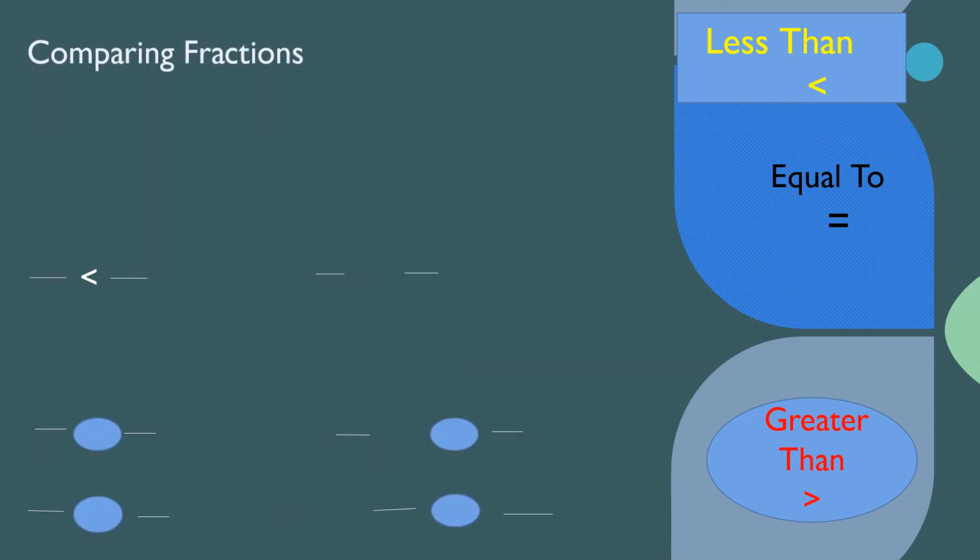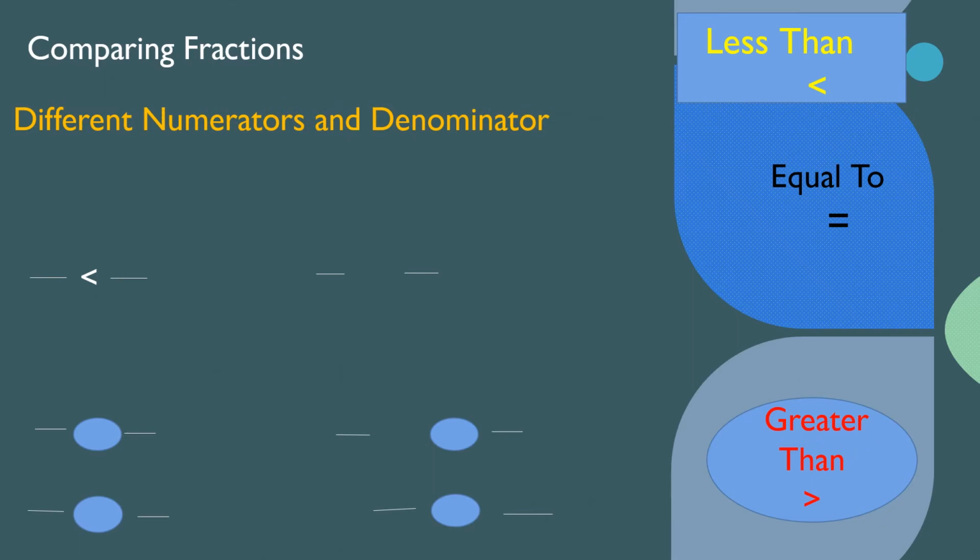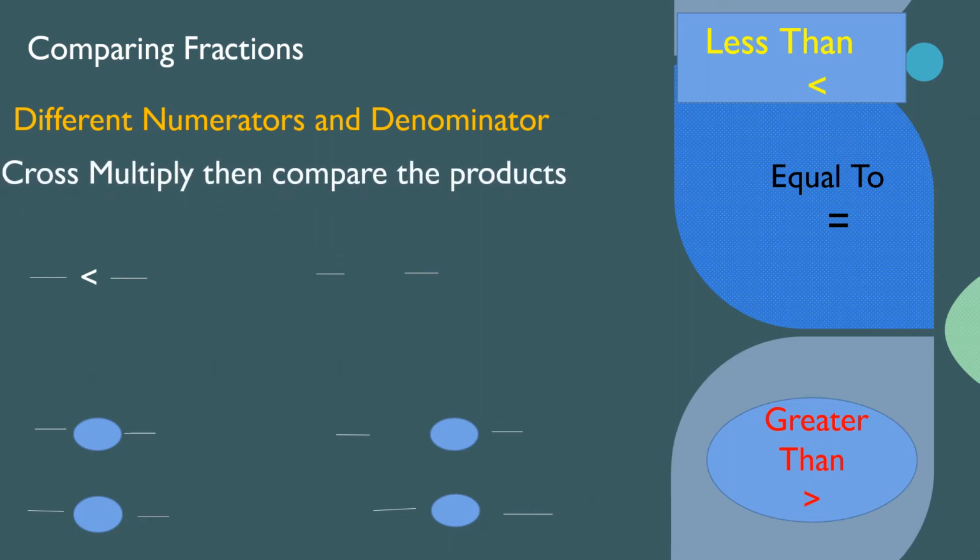Now, paano naman tayo magko-compare ng fractions if they have different numerators and denominators? So, here, magkaiba ang numerator nila at magkaiba din ang denominator nila. So, cross-multiply, then compare the products. Compare natin yung sagot after natin ay cross-multiply. Ang mas mataas na sagot ay mas mataas na fraction.